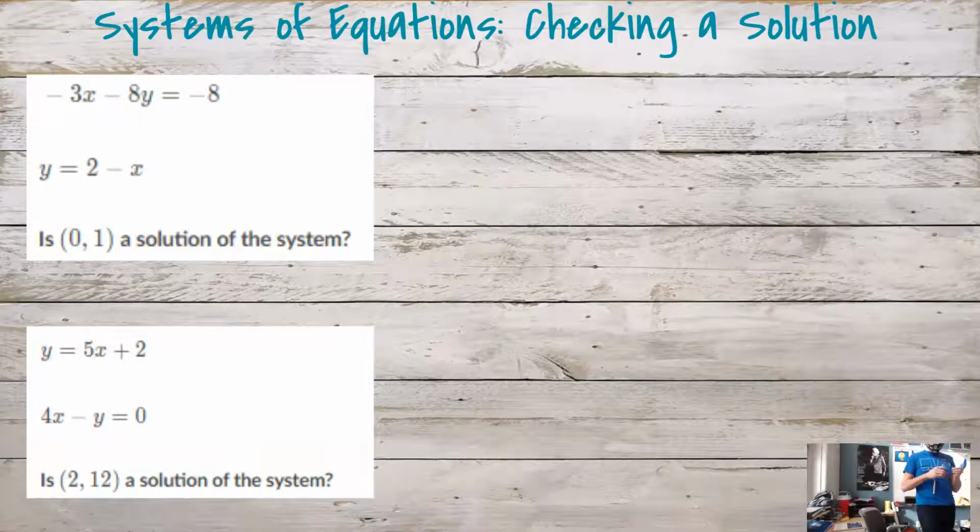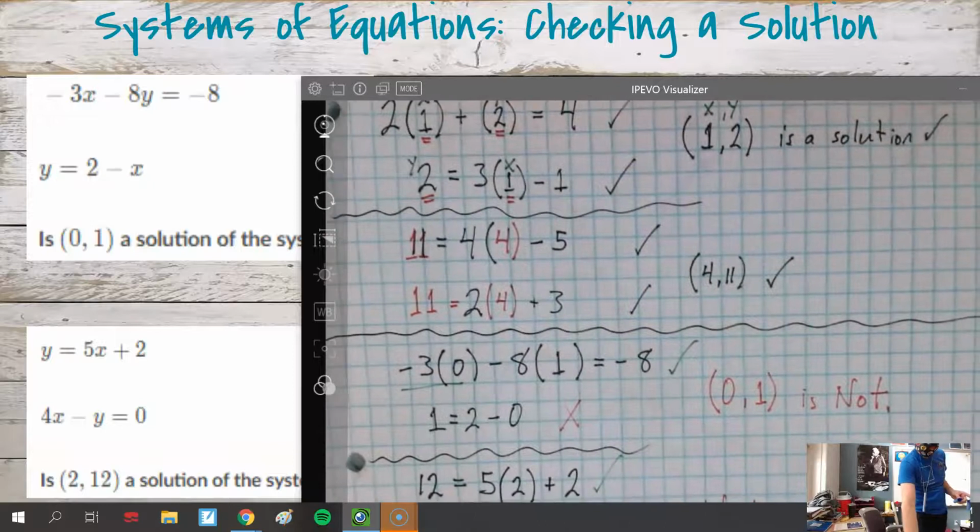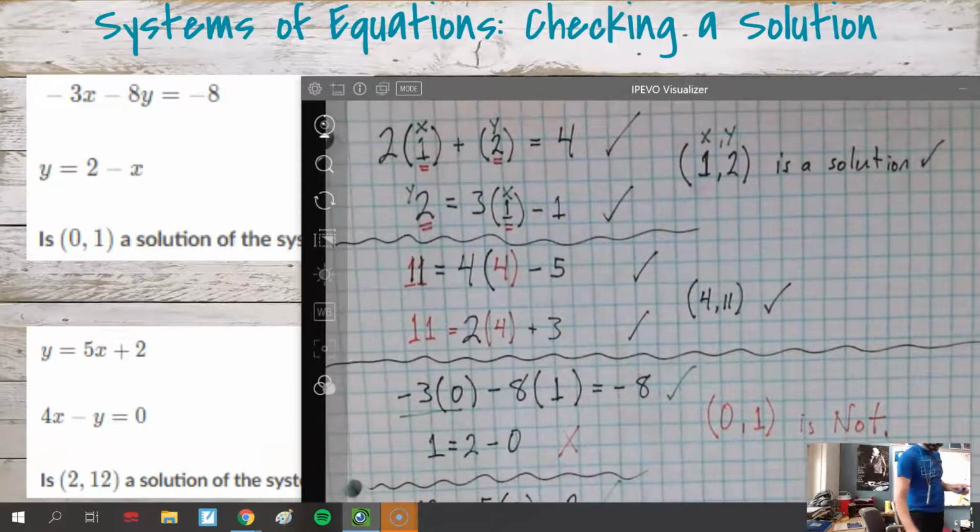What do you think about the first set there? No, it's not. Why? Because the first one works, the second one doesn't. What about the second set?